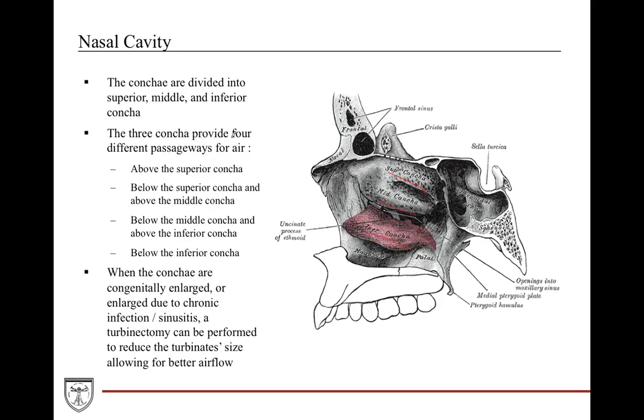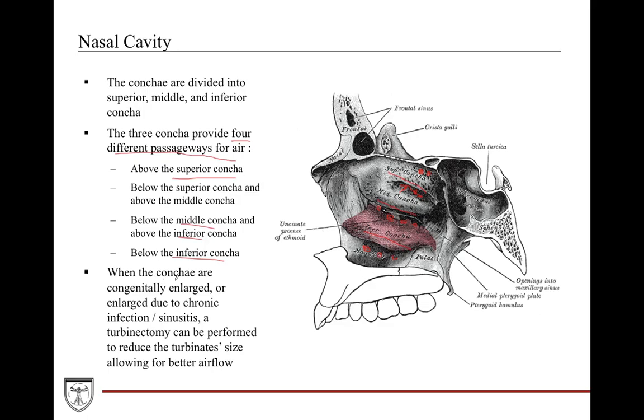So the three conchae actually allow for 4 different passageways of air. Above the superior conchae, you have an entranceway. Below the superior conchae and above the middle conchae, right underneath here, you have another entranceway, another meatus. Below the middle and inferior, you have another access point. And then below the inferior, underneath, you have another. So there are 3 conchae, and there are 4 regions in which meatuses can transmit communication.